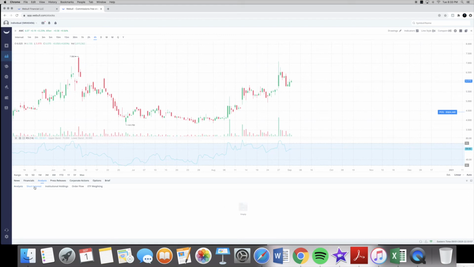Right here you can see short interest. We don't have any information on that. Institutional holdings, so you want to know insiders, different numbers, but that's a little bit more advanced too.